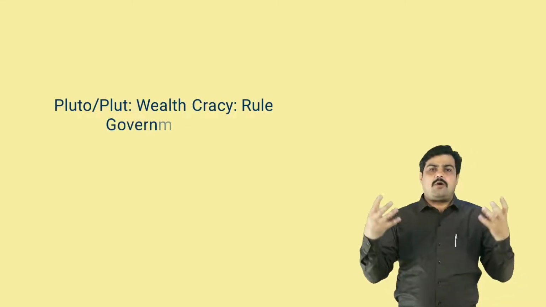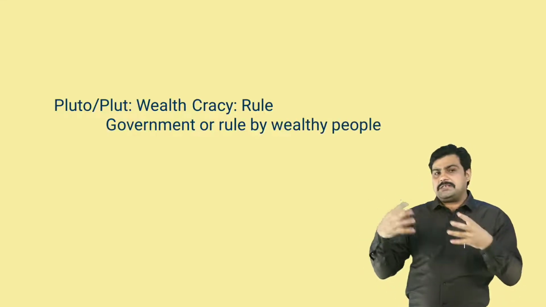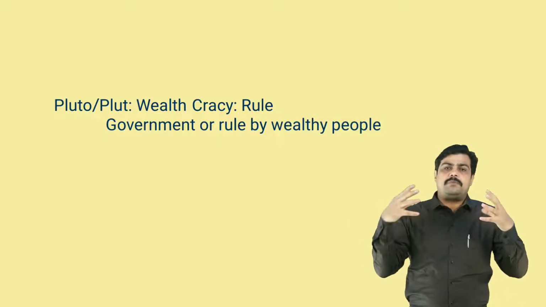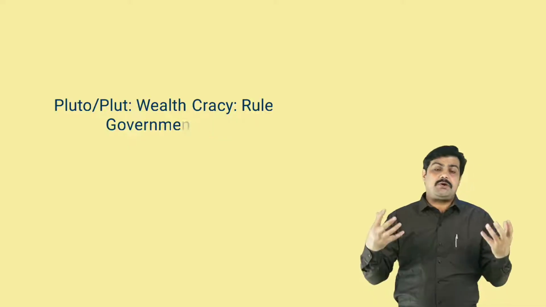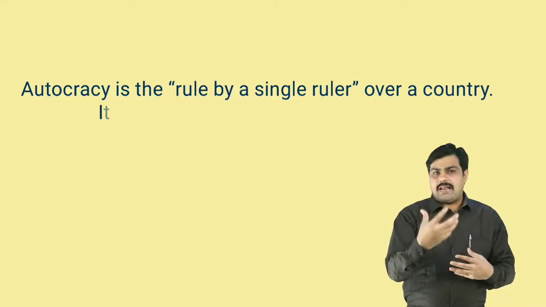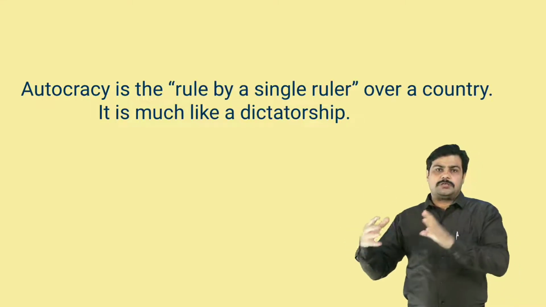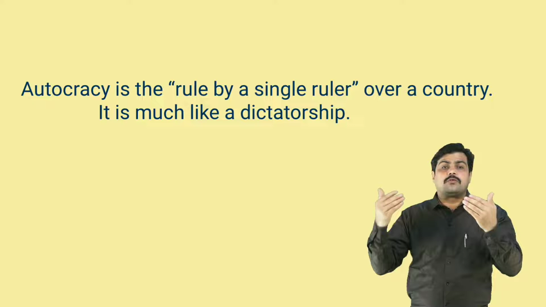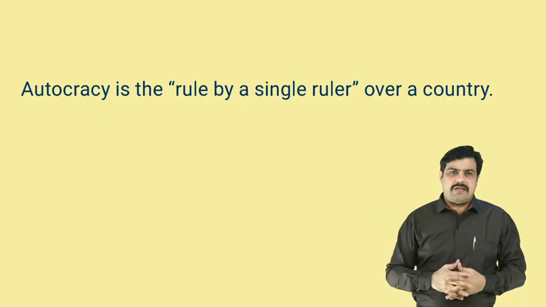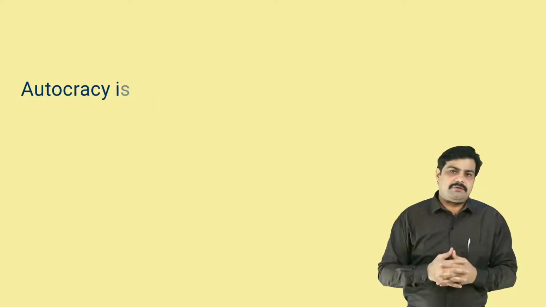Another word is plutocracy. Pluto means wealth or money, and cracy means to rule. So plutocracy is government by wealthy people. That is known as plutocracy. Autocracy is another word you see. Auto means self and cracy means to rule. So rule by a single ruler over a country is known as autocracy. It is one type of dictatorship.